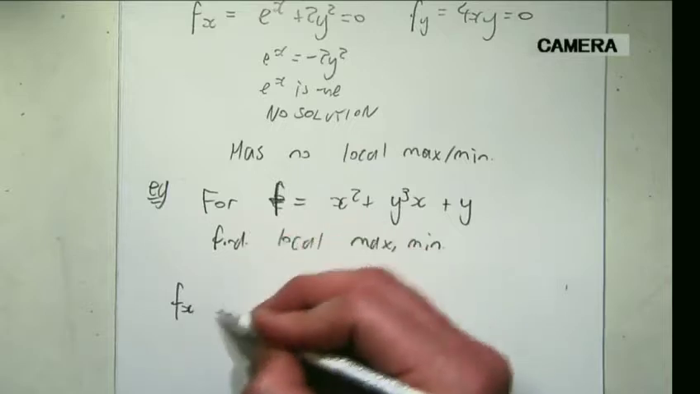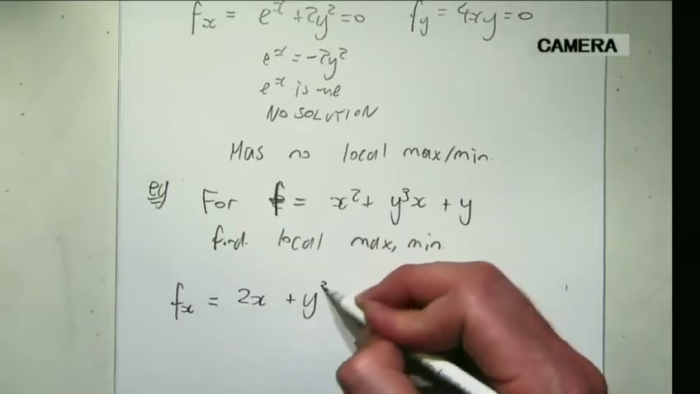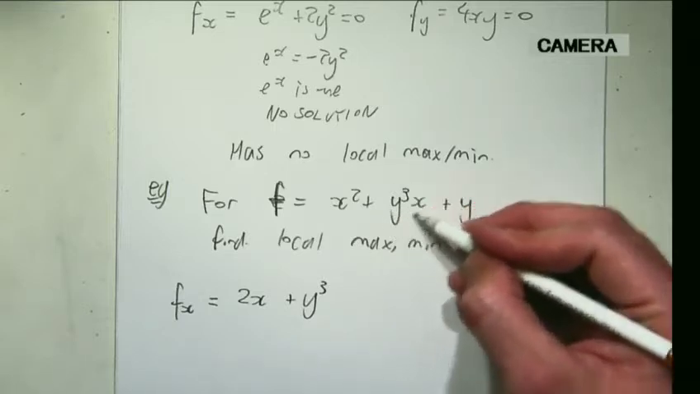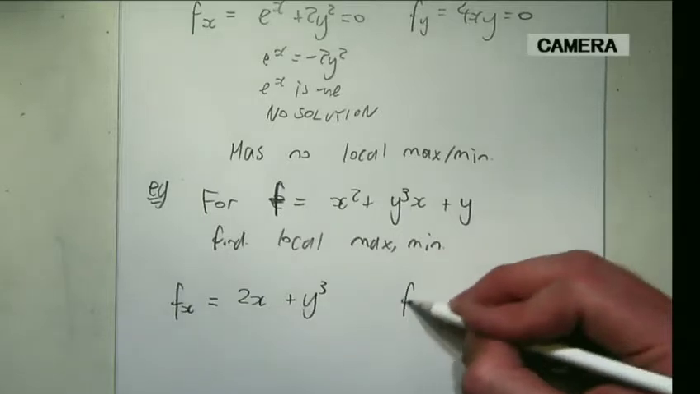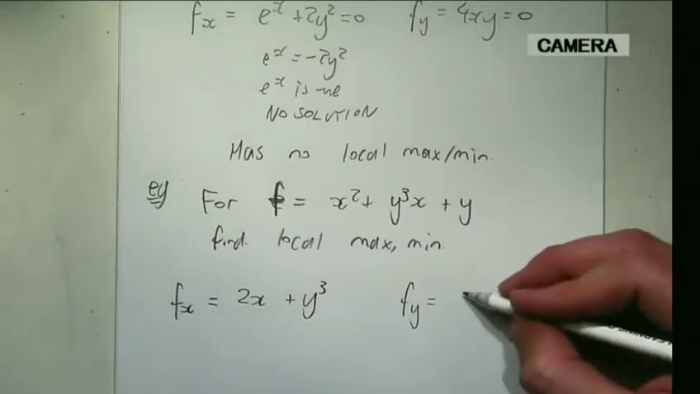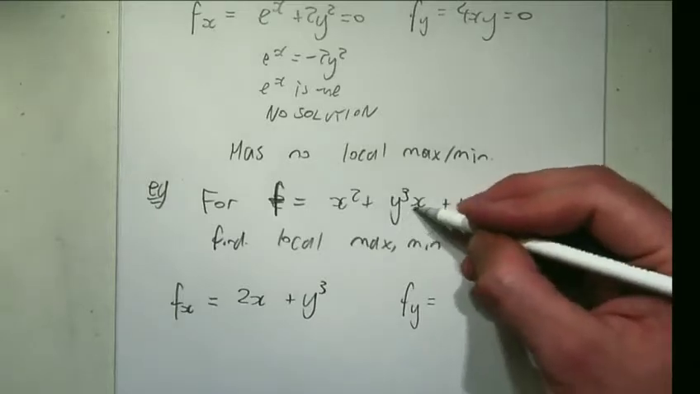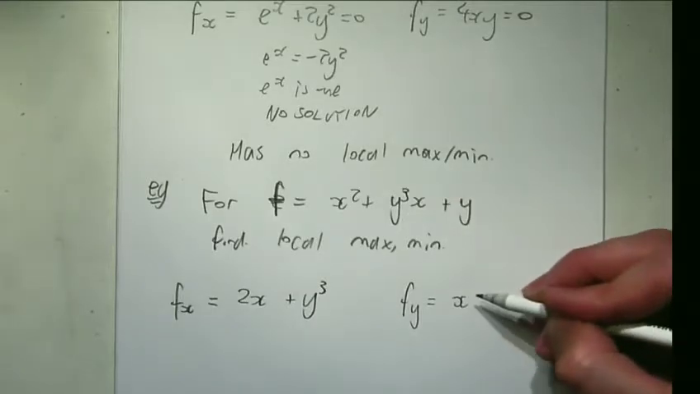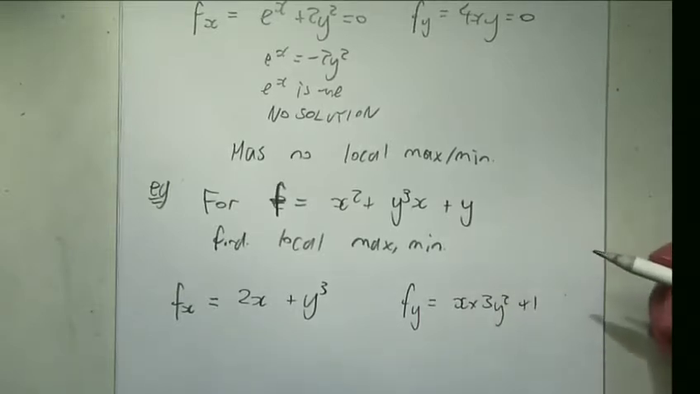So fx is 2x plus y cubed, because the y counts as a constant and the derivative of x is 1, and that's 0. Fy is, that doesn't involve y, so that'll be 0. The x will still be there because it's a constant multiplied. That's 3xy squared plus 1.